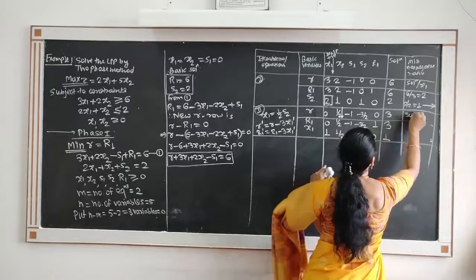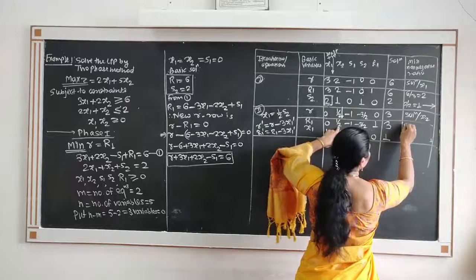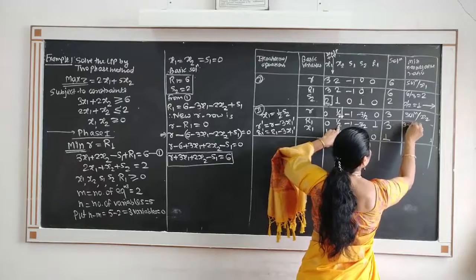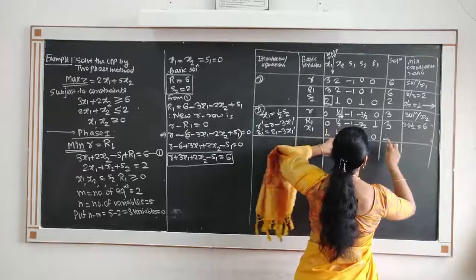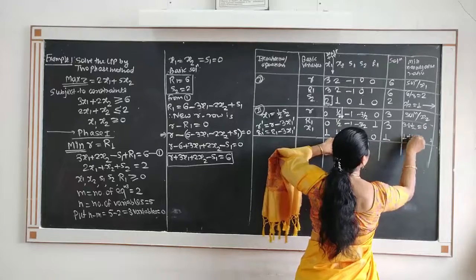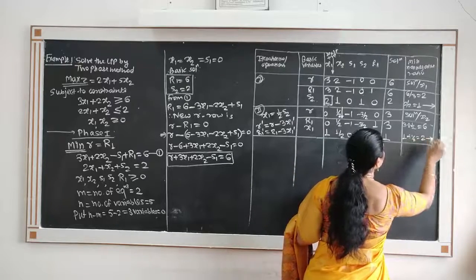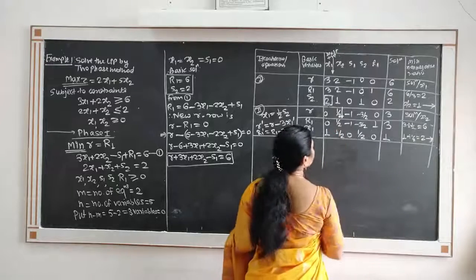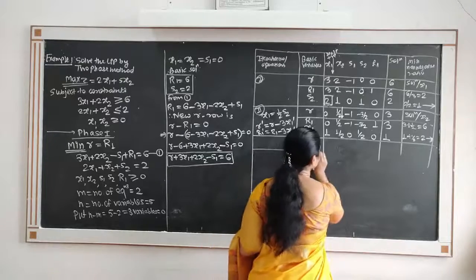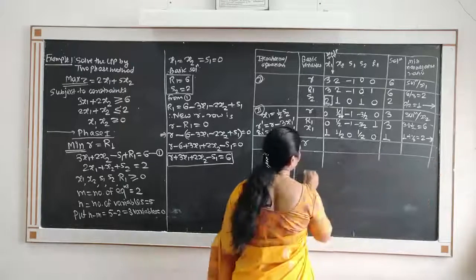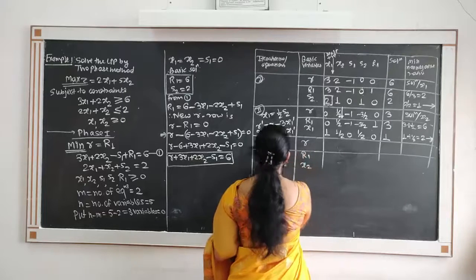So we have solution divided by x2. 3 divided by 1 by 2 gives 3 into 2, that is 6, and this comes to be 1 divided by 1 by 2, that is 2. Minimum is 2, so x1 leaves and x2 enters. So see in the next step what happens. R as it is, R1 remains here and x1 leaves and x2 enters.